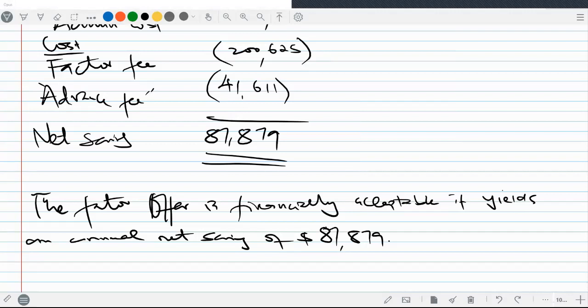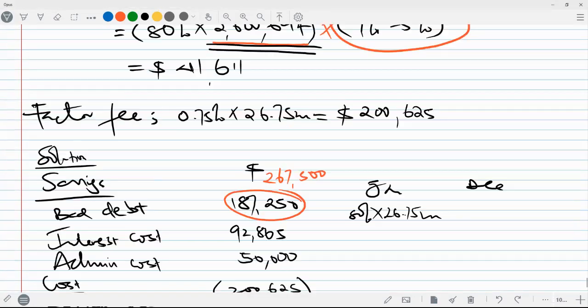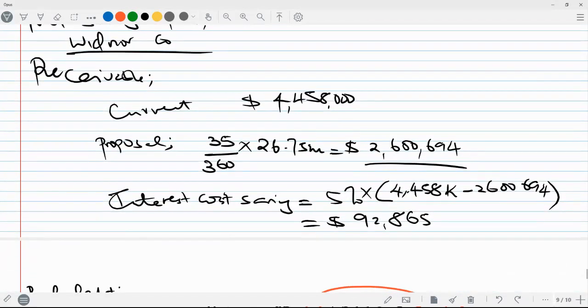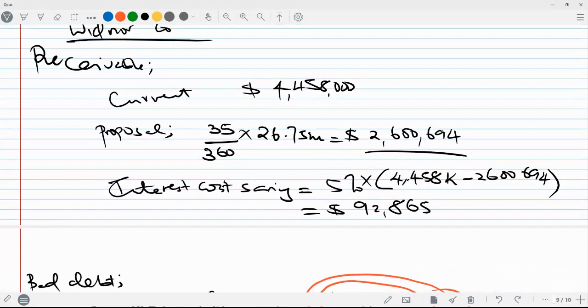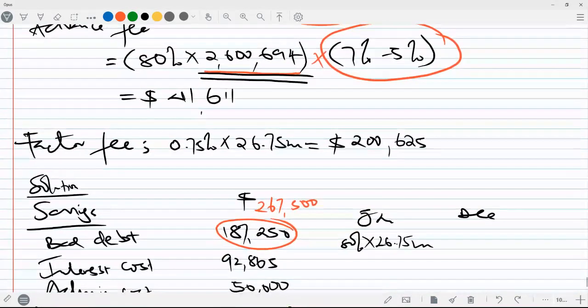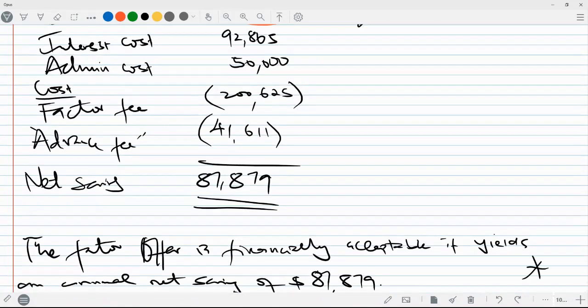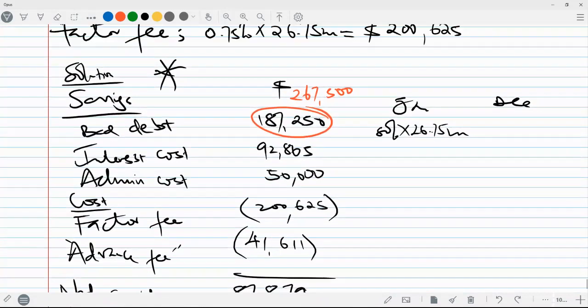I was asking, the question says, advise whether the factor's offer is financially acceptable. So are we supposed to show all these workings, the ones I've done here? Yes, you should, all the workings. You have to show all the workings and then comment on it. Show the workings, then you do the analysis, then you make a comment here. Yes, you're supposed to do that exactly the way I've done it.